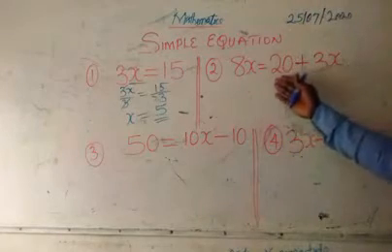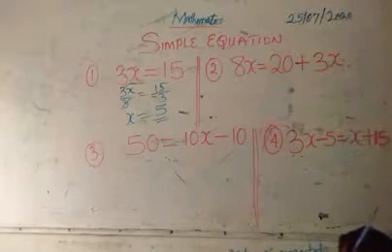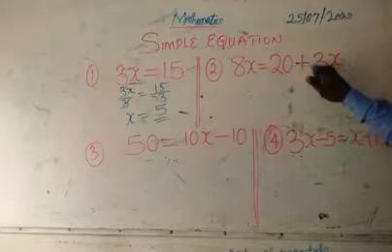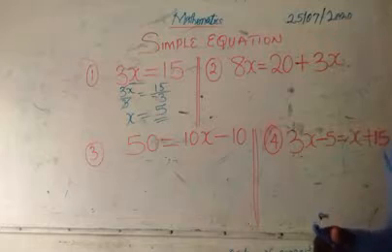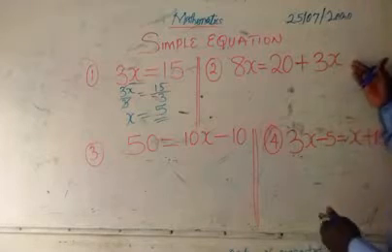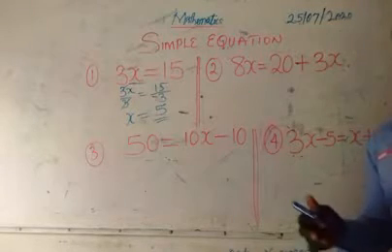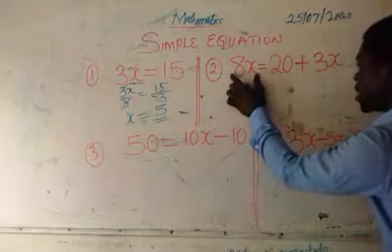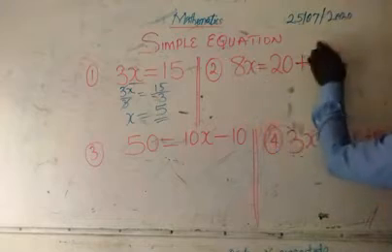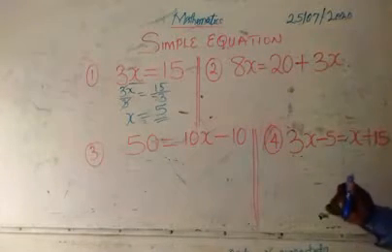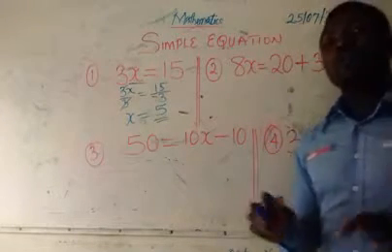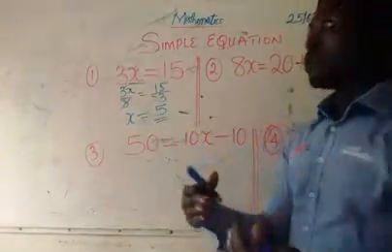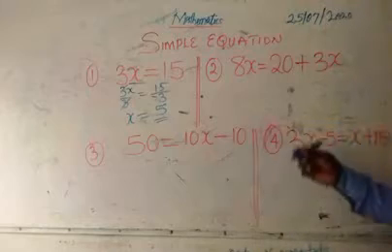Come to example 2 here. Question 2 shows that 8x is equal to 20 plus 3x. What we need to do is to find the value of x. How do we go about this? You know that we have one term in x here, 8x, and we have another term in x here, which is 3x there. So what we need to do first of all is to collect the like terms together.